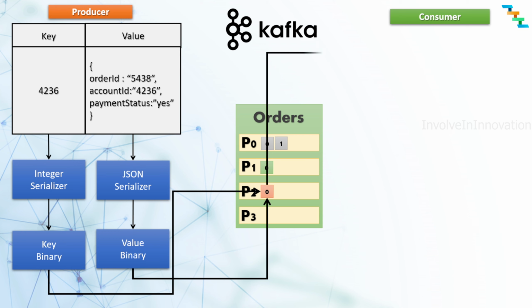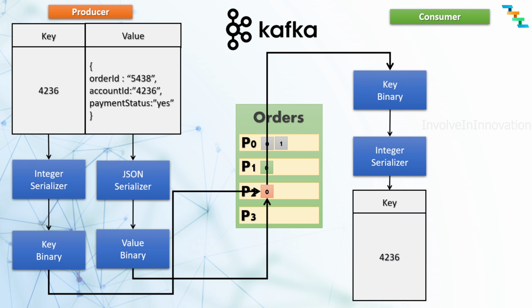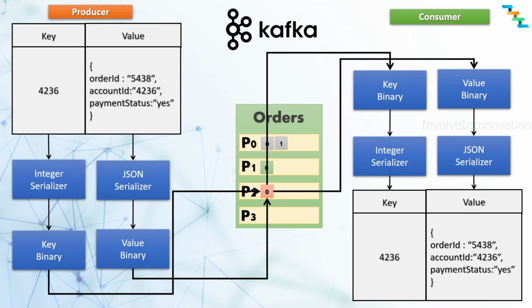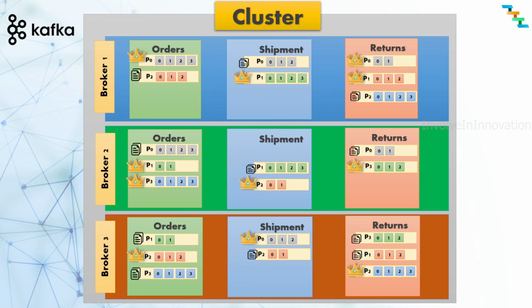The message will be in a byte array format, so we need to deserialize the key with an integer deserializer. Since the key is in integer format and the value is in JSON format, we need to deserialize the value with a JSON deserializer. Next, we will see about topic replication. Topic replication is very vital to have durability. Topics must have a replication factor greater than 1 to reduce data loss and increase durability, fault tolerance, and availability.